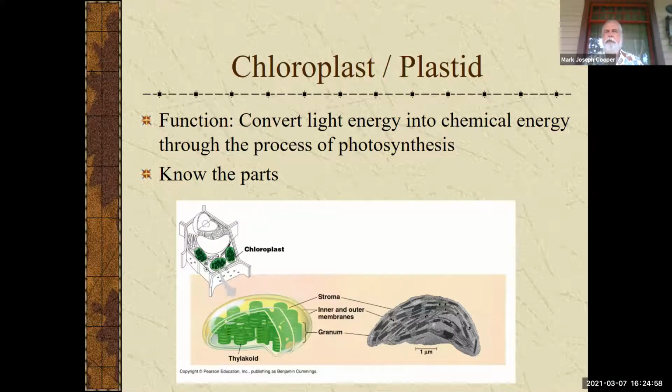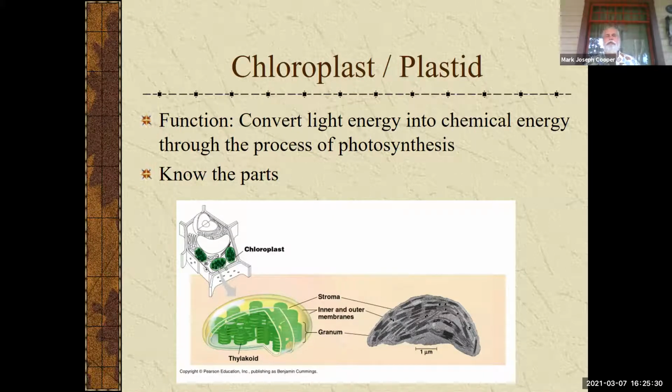But I want you to realize there's lots of algae that have plastids in them with different pigments inside that also photosynthesize. So that's why you have red algae and brown algae. Those have plastids. They don't necessarily have chloroplasts, but they have a different pigment inside. So chloroplast is a type of plastid. Okay, so again, convert light energy into chemical energy through the process of photosynthesis.